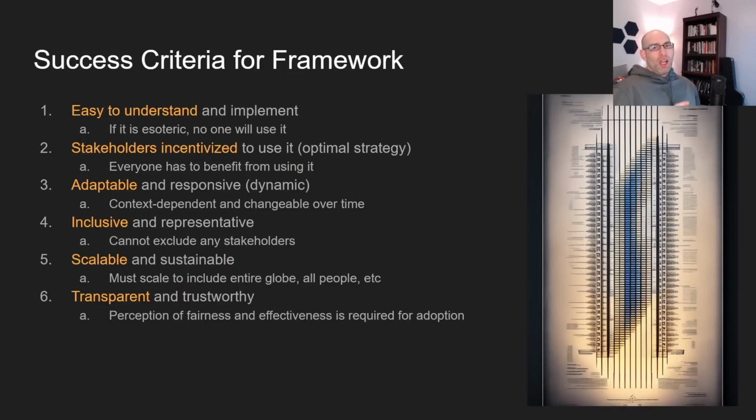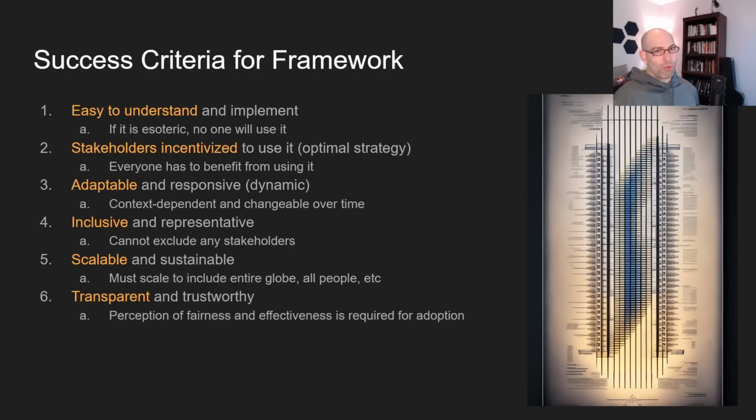Number two, all stakeholders have to be incentivized to use this framework, or in other words, this framework must represent the optimal strategy so that people won't deviate from it. Basically, everyone has to benefit from using it, and there has to be compounding returns incentivizing everyone to say, hey, you should be using this framework because this is the optimal strategy for everyone.